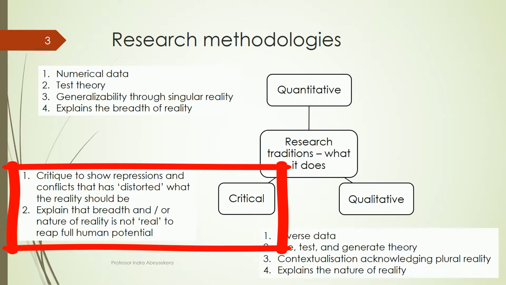The critical research methodology critiques to show the repressions and conflicts that have distorted what the reality should be. It does so by explaining the breadth of reality that is often found by the quantitative research methodology and the nature of reality that is often found by the qualitative research methodology as not real to reap the full potential of humans.